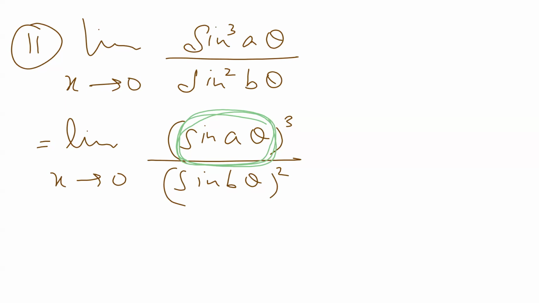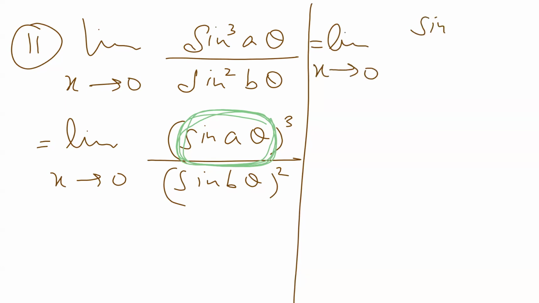Look at the term within the bracket. Sine A theta is there. So beneath sine A theta, what should be written? A theta. So what should be the manipulation? Multiply and divide by A theta. Correct. Multiply and divide by A theta.